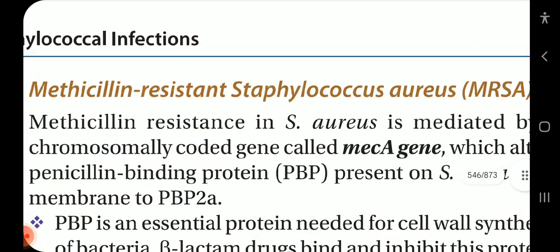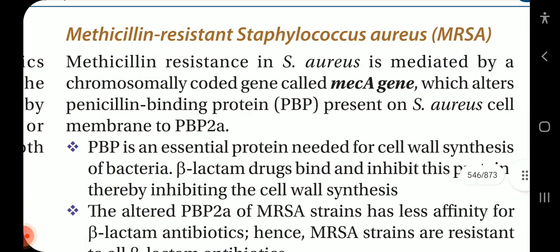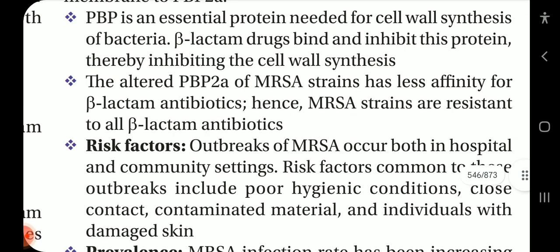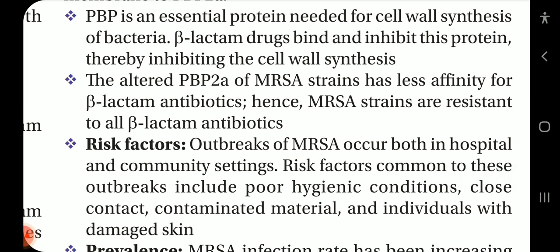Methicillin resistant Staphylococcus aureus, MRSA. Methicillin resistance is mediated by a chromosomally coded gene called the mecA gene, which alters penicillin binding protein PBP present on the Staph aureus cell membrane to PBP2A. PBP is an essential protein needed for cell wall synthesis of bacteria.